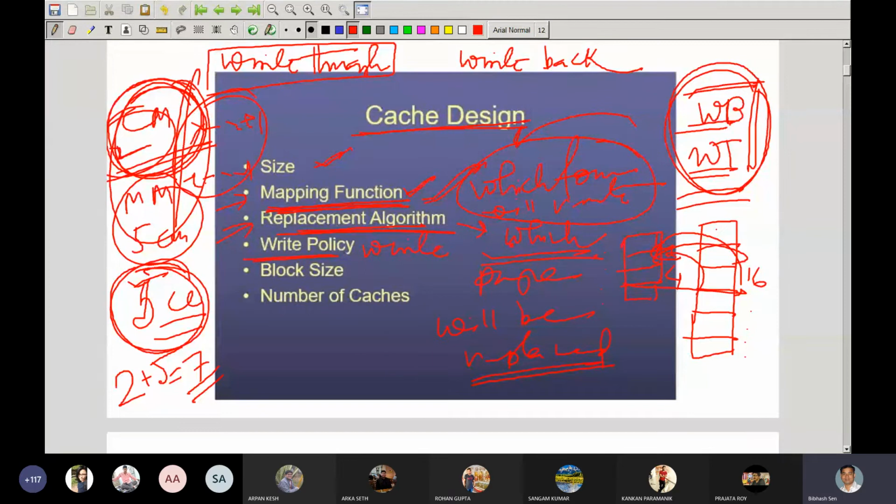So which one is good? Write back or write through? Write through is overhead because every time you change it... So what is write through, sir? Could you explain write through in brief once more, sir?